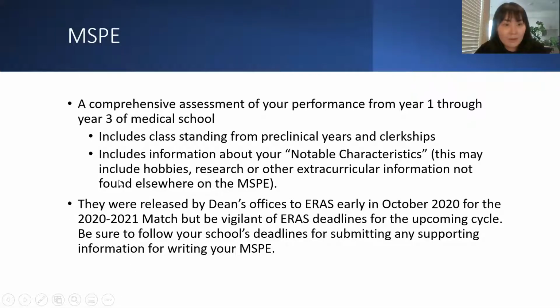Okay. All right, so for the MSPE, this is your medical student performance evaluation. This is a comprehensive assessment of your performance from year 1 through 3 of medical school. So 4th year is not included. No electives you do at the beginning of 4th year are included in this. It includes your class standing from preclinical years and clerkships, and it also includes information about your notable characteristics. That includes hobbies, research, and any extracurricular information that won't be found elsewhere on the MSPE.